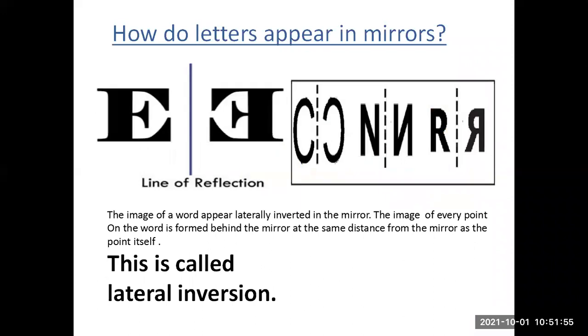This also you must have studied, that this is called lateral inversion, in which letters are inverted. You can see how E is inverted. You can see how capital letter C is inverted. N is inverted, R is inverted. You can write down all 26 alphabets like this, as well as you can study the letters which are not laterally inverted. Okay, there are some alphabets which are not laterally inverted.